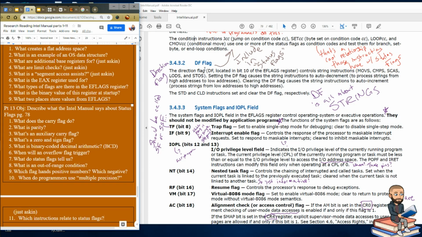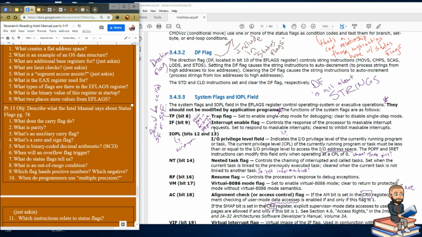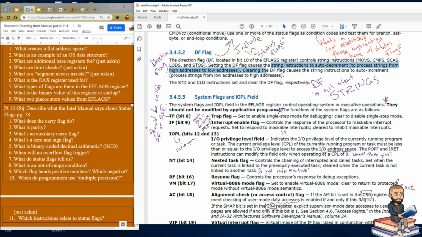Let's finish with the direction flag just because it's a real short section, and that way in the next video I'll go over the system flags and the IOPL field. So the direction flag, DF, located in bit 10 of the EFLAGS register, controls string instructions. Setting the DF flag causes the string instructions to auto-decrement, to process strings from high addresses to low addresses. Clearing the DF flag causes the string instructions to auto-increment, so I guess that is processing strings from low addresses to high addresses. And then the STD and CLD instructions set and clear the DF flag respectively.